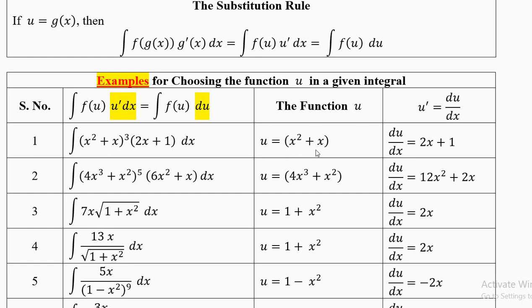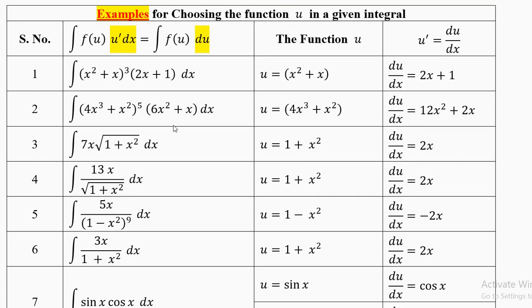Now u equal to x square plus 1. We are not solving the question. We are just looking at the value of u, how the u looks and how the derivative of u looks. Example 2. 4x cube plus x square whole power 5. This whole power 5 is your f of u actually, and u equal to 4x cube plus x square. What comes inside the power? Here the power is 3, here the power is 5. When you differentiate this, you'll get 12x square plus 2x. You can take 2 common and you'll see 6x square plus x.